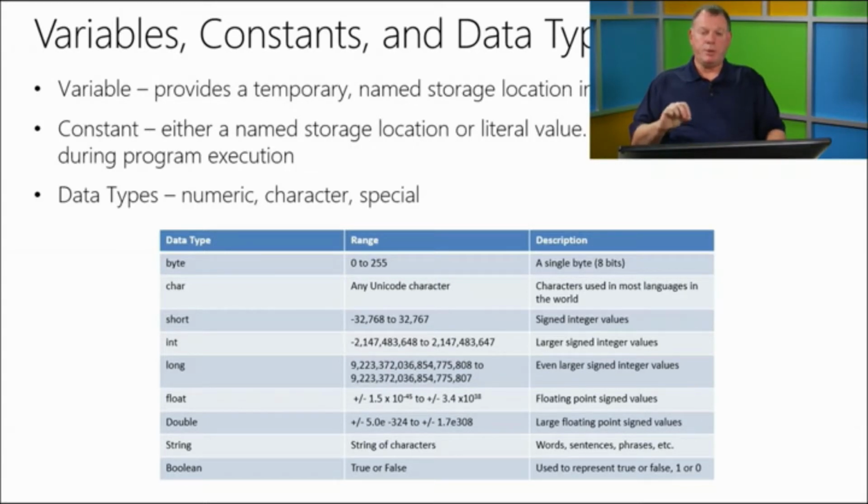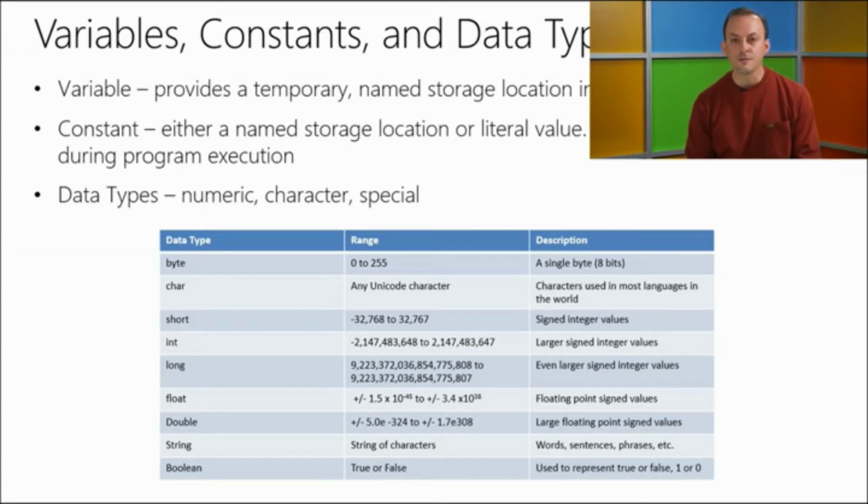The key piece about a variable is that we have the ability to store information in that variable. We can read the information back from the variable, and during program execution, we can actually change the content in that variable. So again, this is why we call it a variable, because it's ever-changing. Think of a variable as just a container of some sort, just a holder.